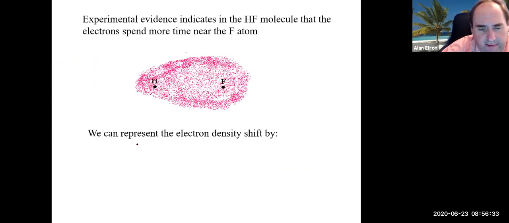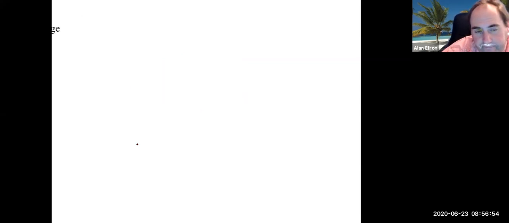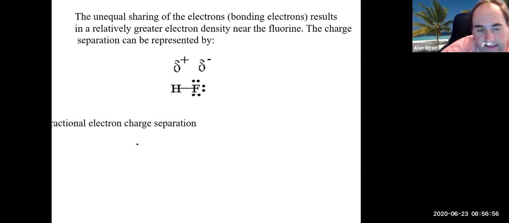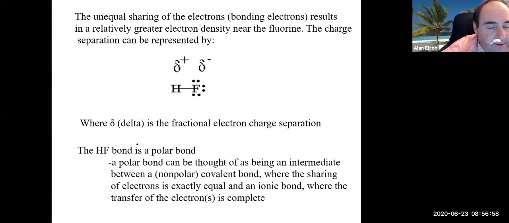Here's a maybe better way of showing it or drawing it. So again, if that pink is sort of the smear of electron density, you can see more of the electrons are hanging out towards that fluorine side, which is going to make it more negative, and the hydrogen is going to become more positive as those electrons move towards the fluorine. And it does create these partially positive and partially negative sides.